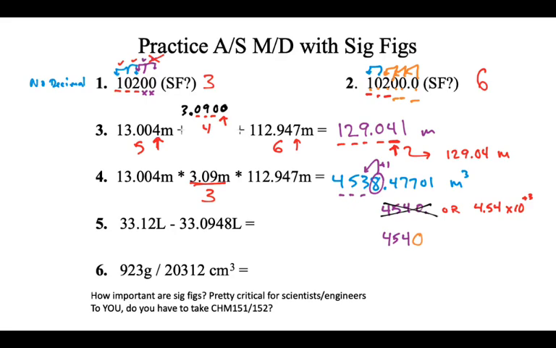When it comes to significant digits, how important is it? Well, if you plan on being a scientist or an engineer, it's really, really, really important. If you don't need to be a scientist or an engineer, but you need 151 and 152, it's really, really important. And depending on who your instructor is, sometimes you get varying kinds of responses to significant digits.